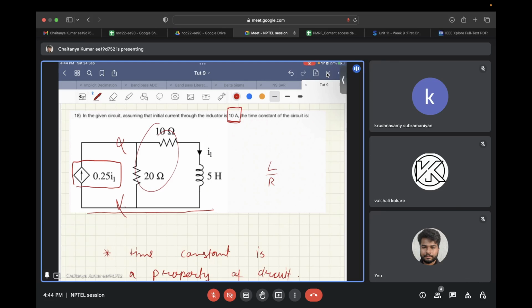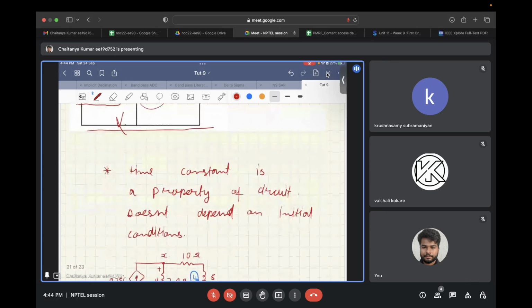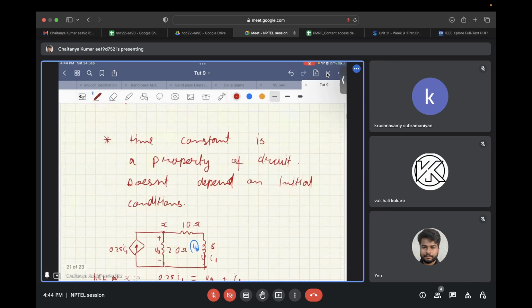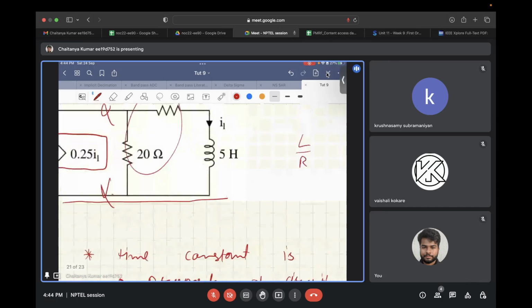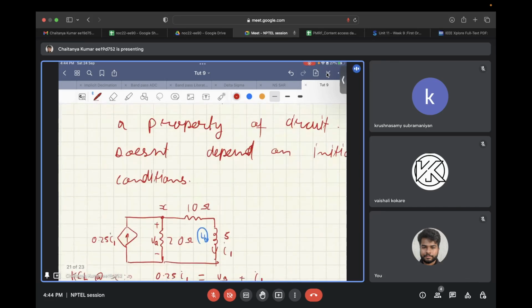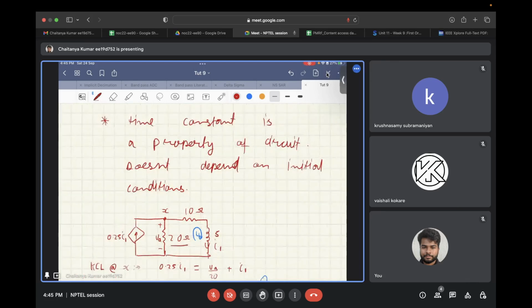So please keep in mind that dependent current sources are part of the circuit, and they cannot be removed during time constant calculations. So let's proceed to solve this question. Now, first of all, let's consider the voltage developed across this 20 ohm resistor as VA.